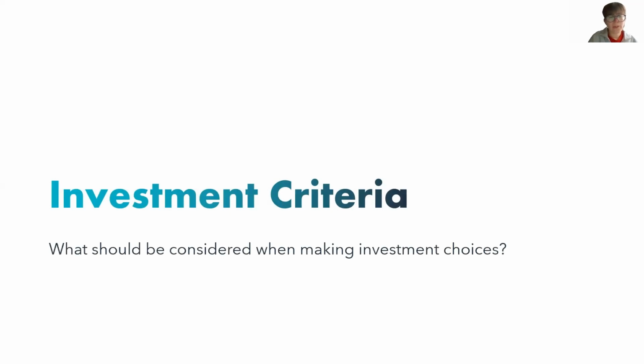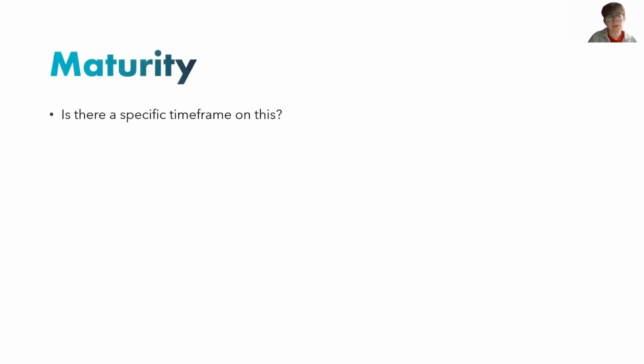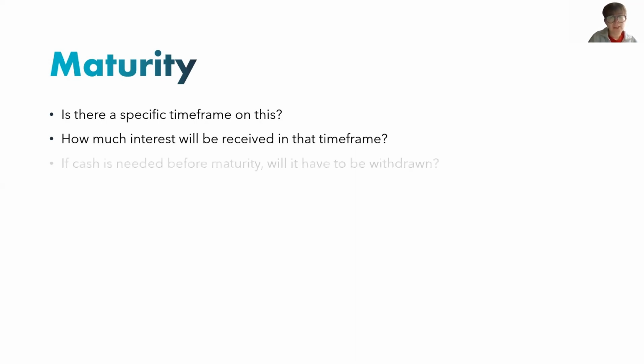So what should be considered when an entity makes any investment decision? Maturity. So is there a specific time frame? How much interest is going to be received within that time frame? And if cash is needed before the maturity date, will it have to be withdrawn? And also, can it be withdrawn?